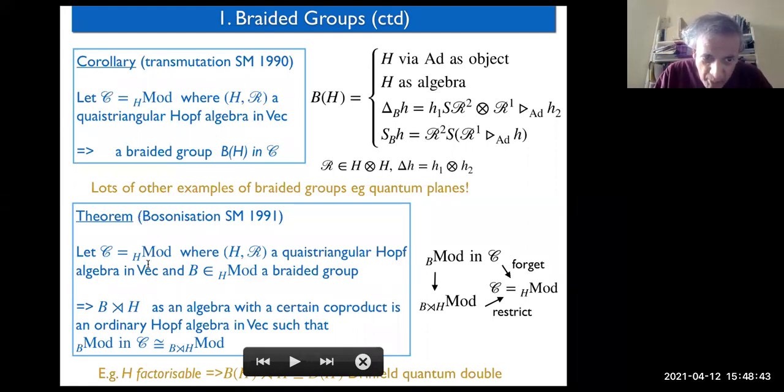Another theorem in the other direction, which I call bosonization, is that if you are given a Hopf algebra B in this category, then you can turn it into an ordinary Hopf algebra, because the algebra and the co-algebra live in the category, which means they are covariant under H. Therefore, you can make a semidirect product as an algebra and a semidirect co-product as a co-algebra, and the theorem is that you will get another Hopf algebra. The ordinary modules of this ordinary Hopf algebra are equivalent to the braided modules of B in the braided category. Okay, so in the case of B of H, that's exactly what you just asked about, Miriam.